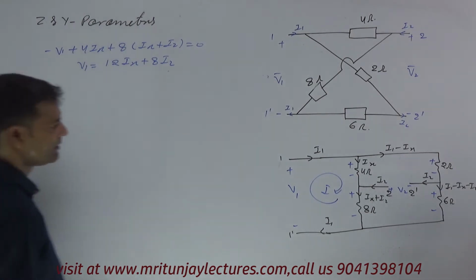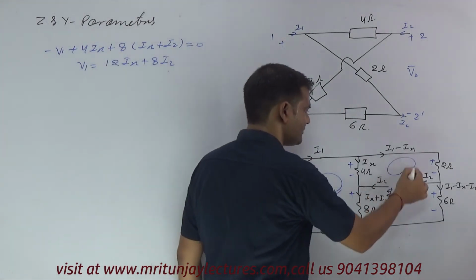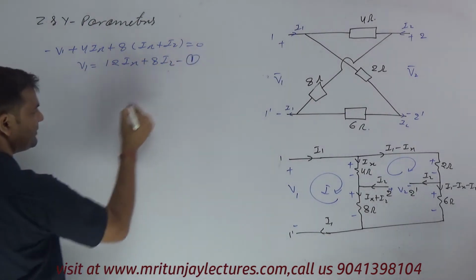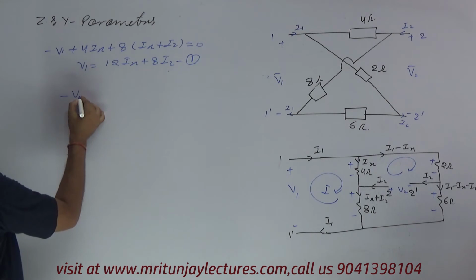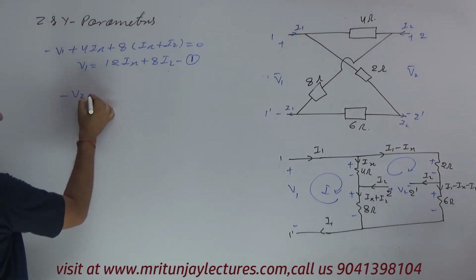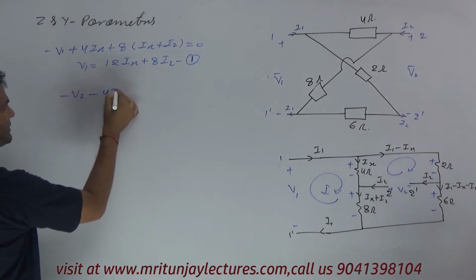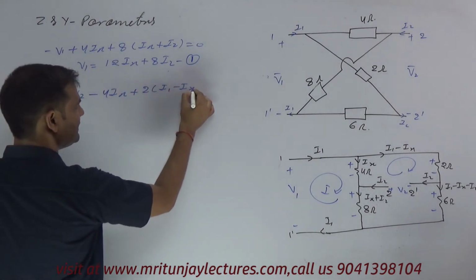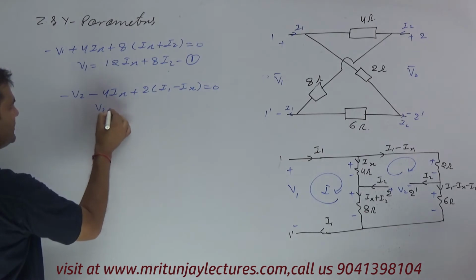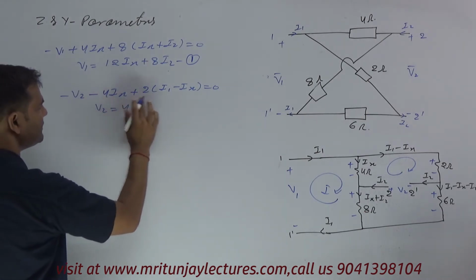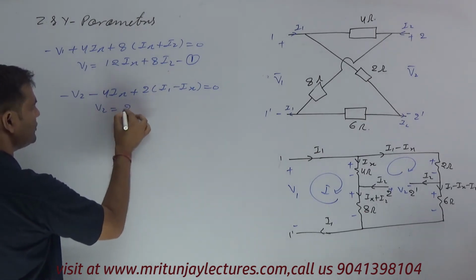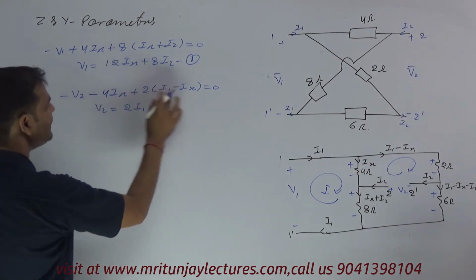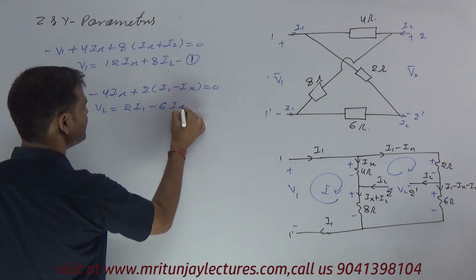Okay, that is equation number 1. Now apply KVL in this loop: minus V2 minus 4 Ix plus 2 (I1 minus Ix) equals 0. So V2 will be equal to 2 I1 minus 6 Ix, that is equation number 2.